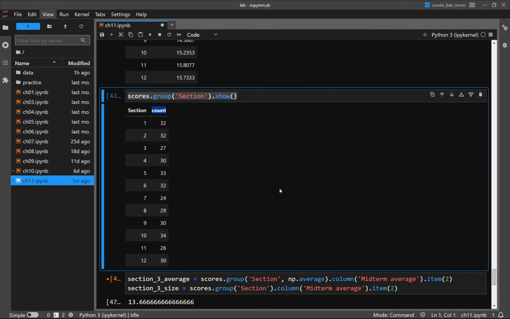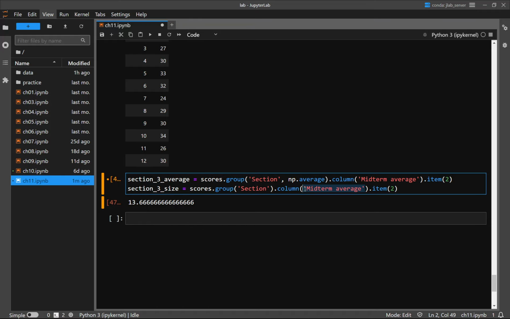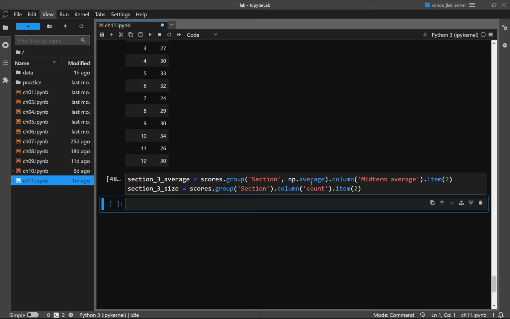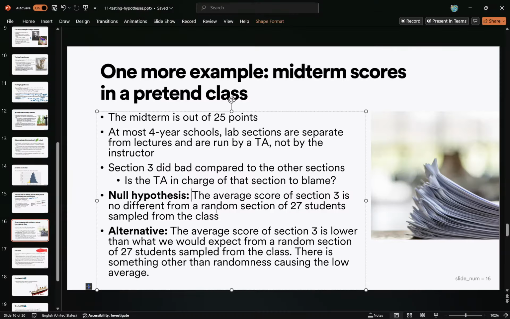The column is called count in that case. You can also just say column 1, 0, 1, item 2. So I've got the size and the average tucked away safely. And our goal now is to simulate a world under the null hypothesis.